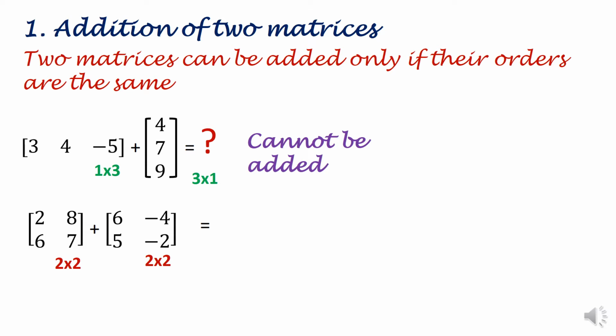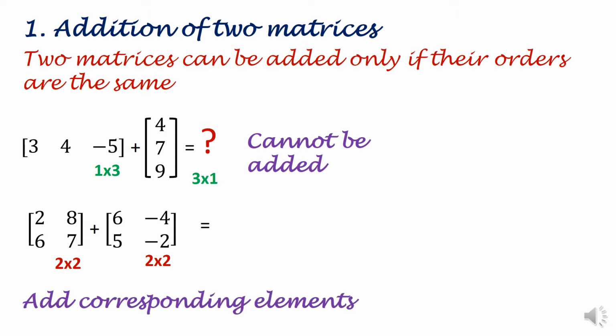We add two matrices together by adding their corresponding elements. That is, 2 is added to 6. 2, which is present in the 1st position, is added to 6 of the other matrix, which is present in the same position. Similarly, 8 is added to -4, 6 is added to 5 and 7 is added to -2.